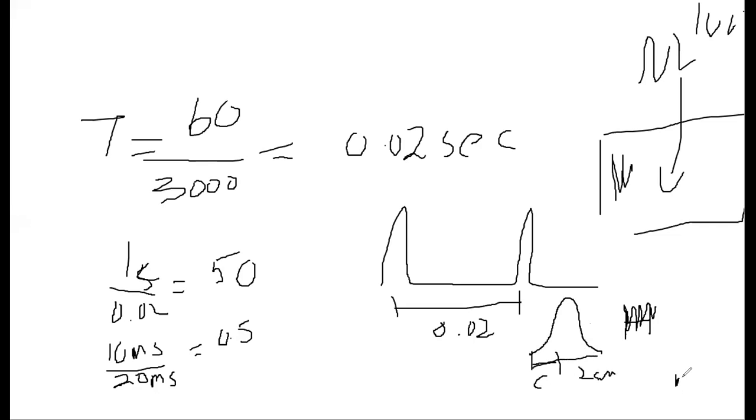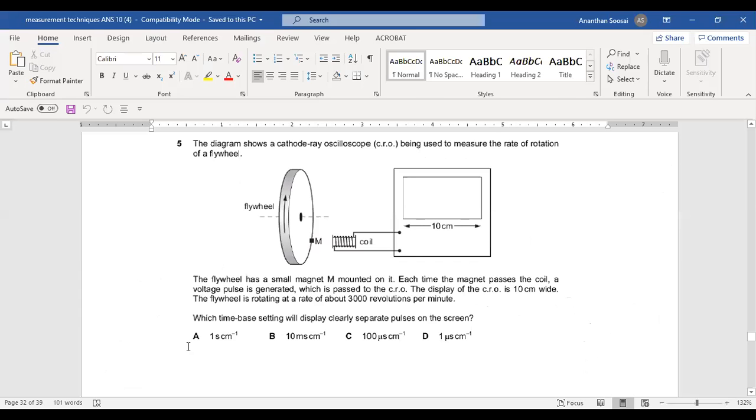So within 10 centimeters, you're going to see 5 pulses. Okay, this is good. 5 pulses is very good to read the period. I think B is better than A, of course.